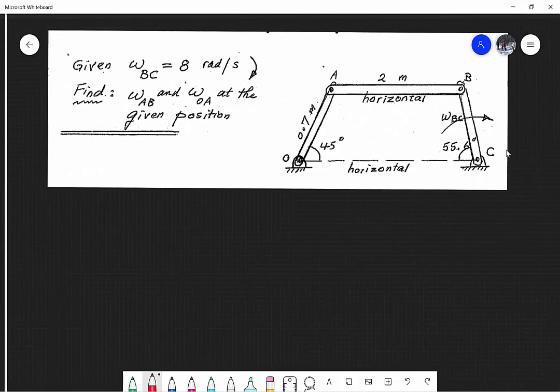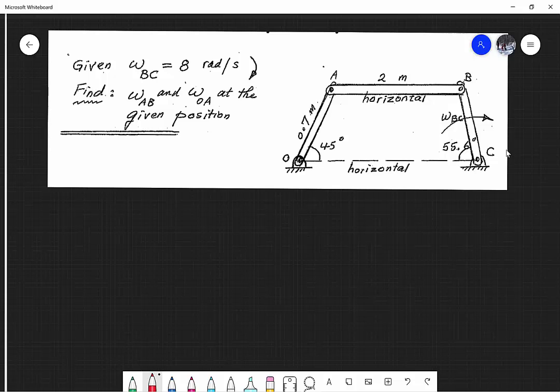In this problem, we can see that there are the member OA, 0.7 meter length at 45 degrees, member AB, 2 meter length and it is horizontal, and finally BC, the length is not given but the angle is 55.6, and O and C are on the same level. Given omega BC is equal to 8 radian per second clockwise, find omega AB and omega OA at the given instant.